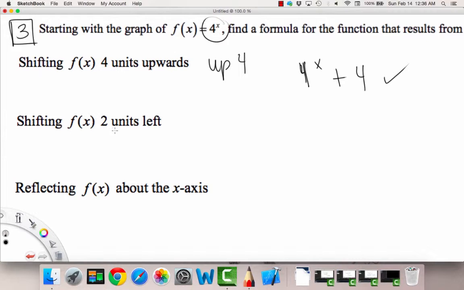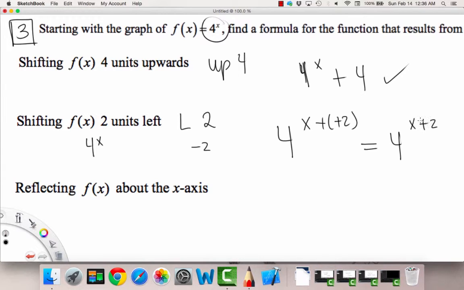If we want to shift this 2 units to the left, again we go back to our original f of x, so that's our 4 to the x. So left 2 means that we have to attach something directly to the x itself, to the exponent, and we have to do the opposite. So if left 2 means like negative 2, we're going to subtract away that negative 2, so both of those become positive, and we get that our new formula is going to be 4 to the x plus 2, okay, where all of the x plus 2 is in the exponent.